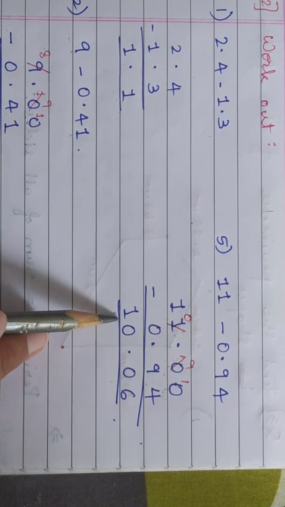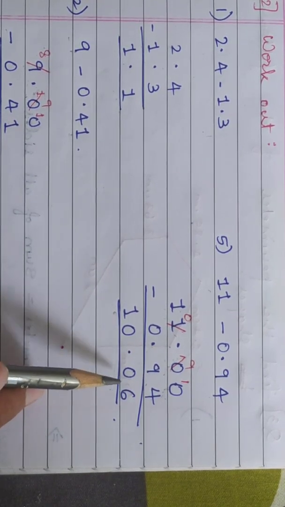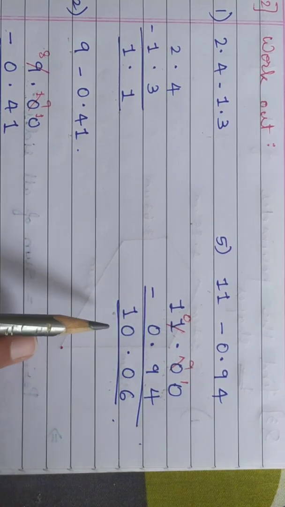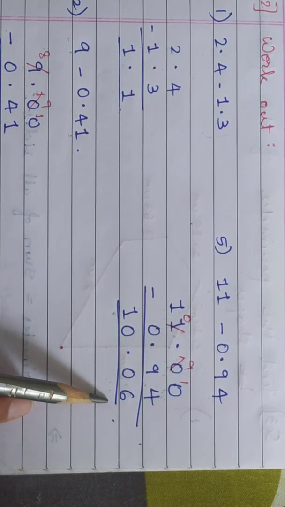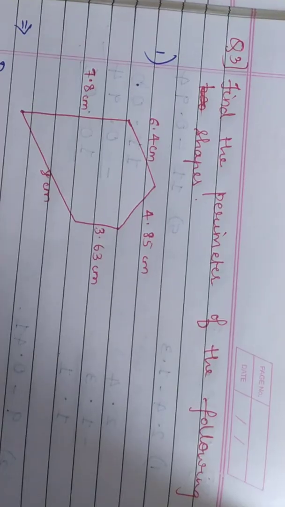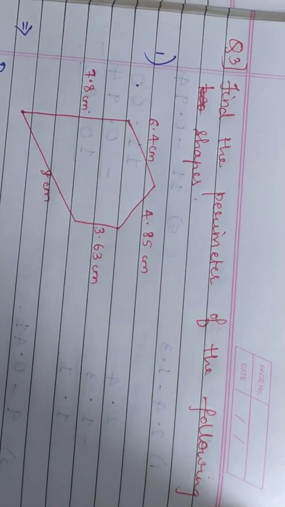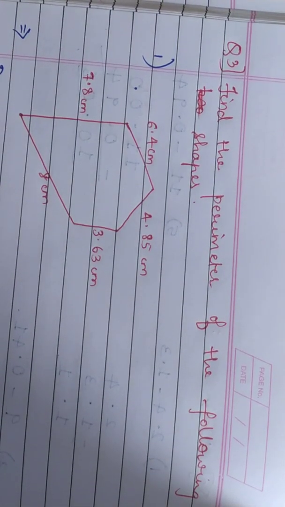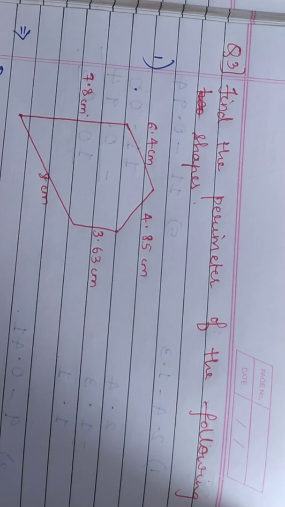So this is the answer, 10.06. 11 minus 0.94 is 10.06. Now we have seen how to add and subtract decimal numbers. Now we will see an application of this.